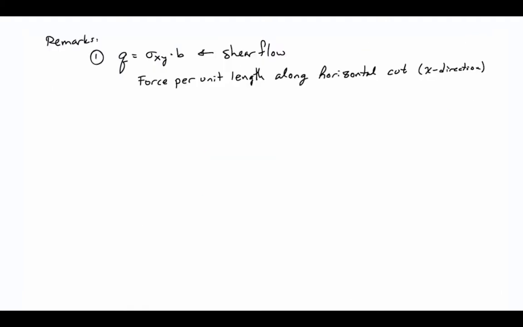A couple of remarks. There's a quantity known as shear flow, which is sigma xy times b. That's just a definition, and that's force per unit length along the horizontal cut in the x direction. That's a quantity that appears sometimes in analysis, and the terminology is important to know. That's known as shear flow, so that's just a definition.